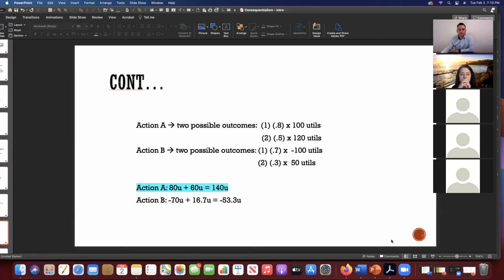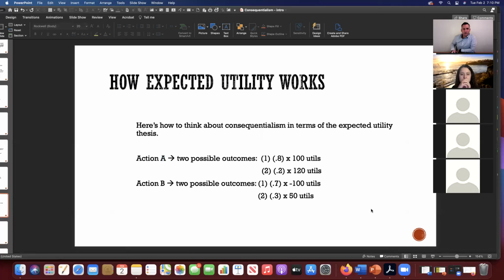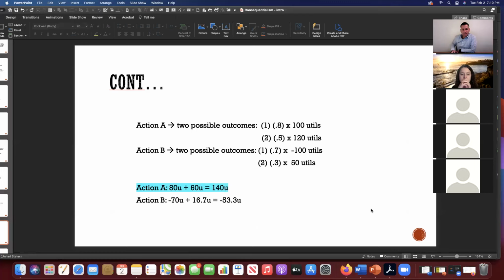Okay. So that's how we do expected utility. That's how we do the relevant math. Now, many consequentialists are going to say that we don't have to do all this in many cases, okay? But in cases where we have to, here we go.